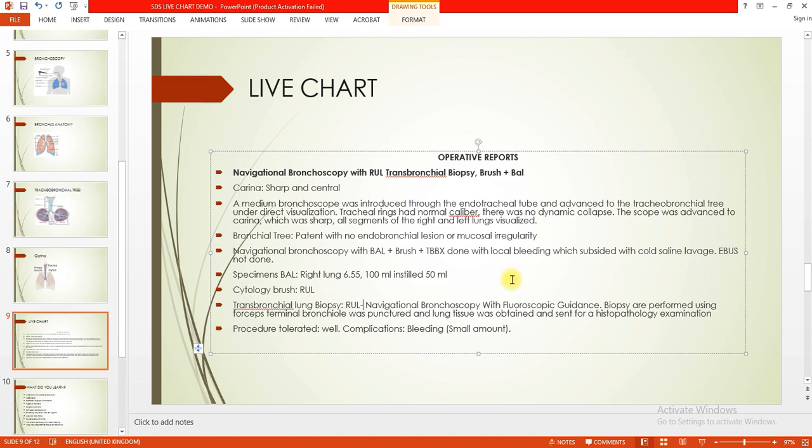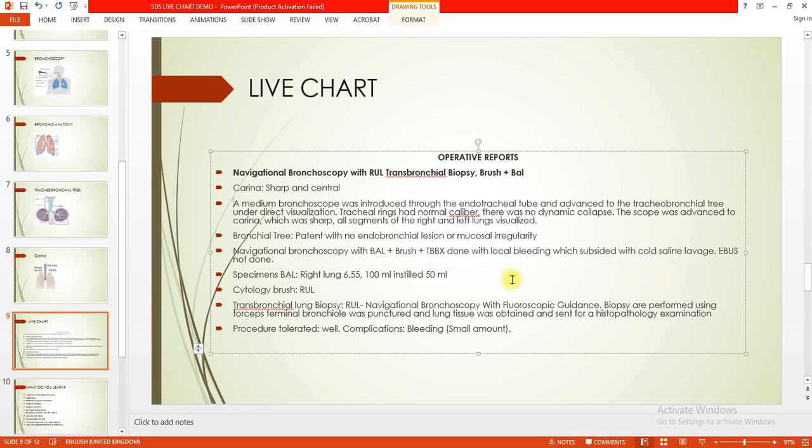So right upper lobe, navigational bronchoscopy with fluoroscopic guidance. Okay, biopsies were performed using forceps. Terminal bronchiole was punctured and lung tissue was obtained and sent for histopathology examination. Okay, so procedure tolerated well, complications: bleeding, small amount. Okay, here in this small scenario we have multiple interview questions.